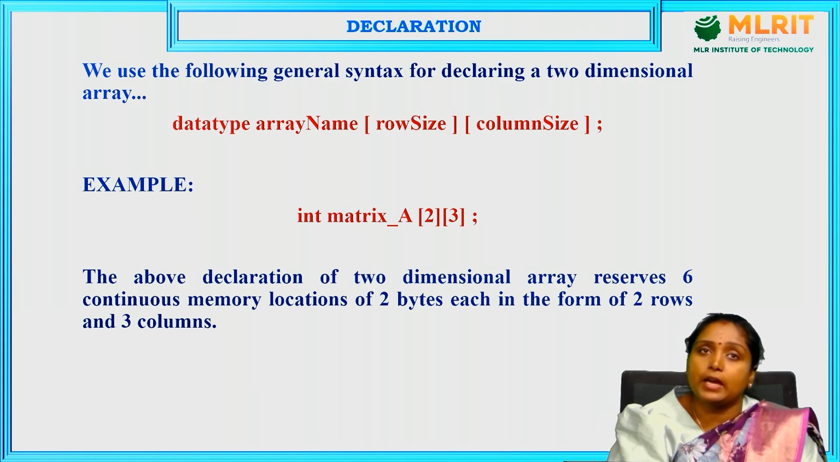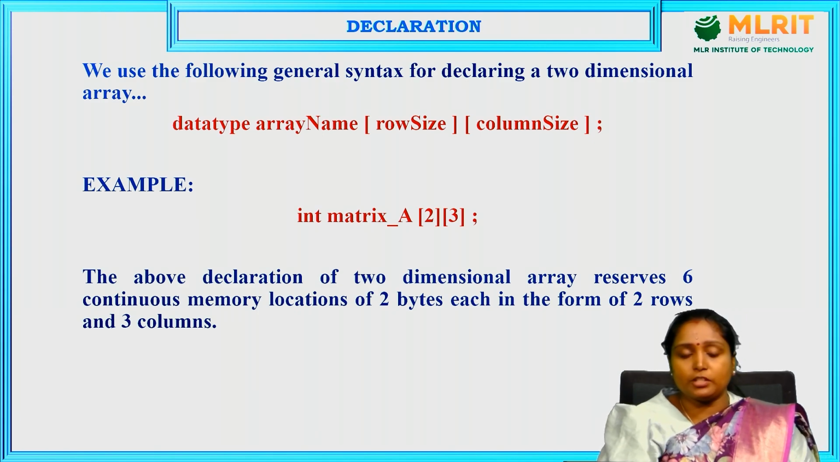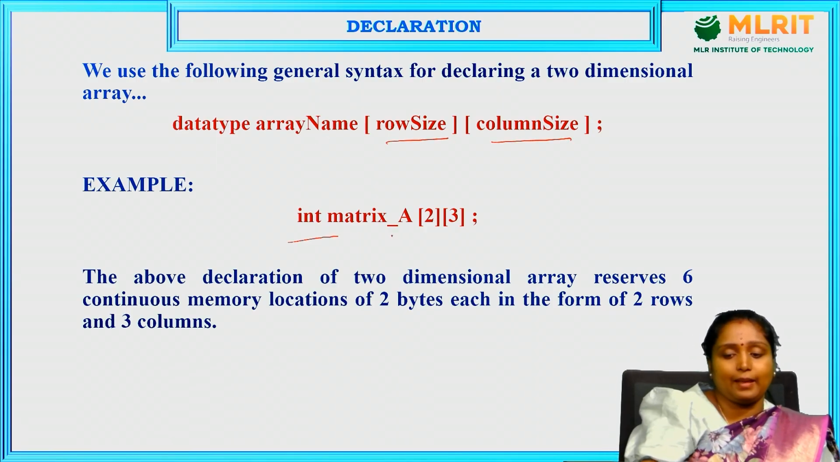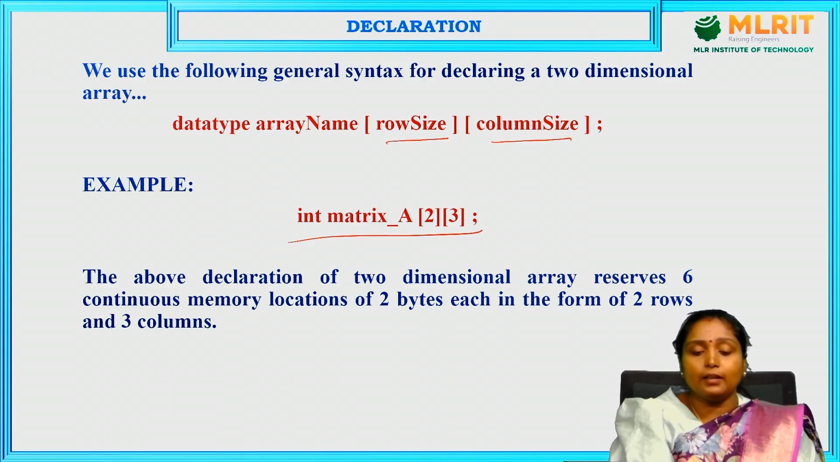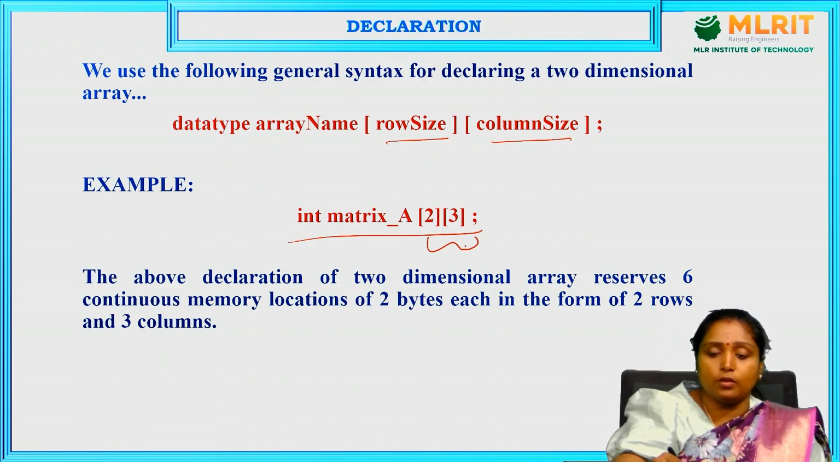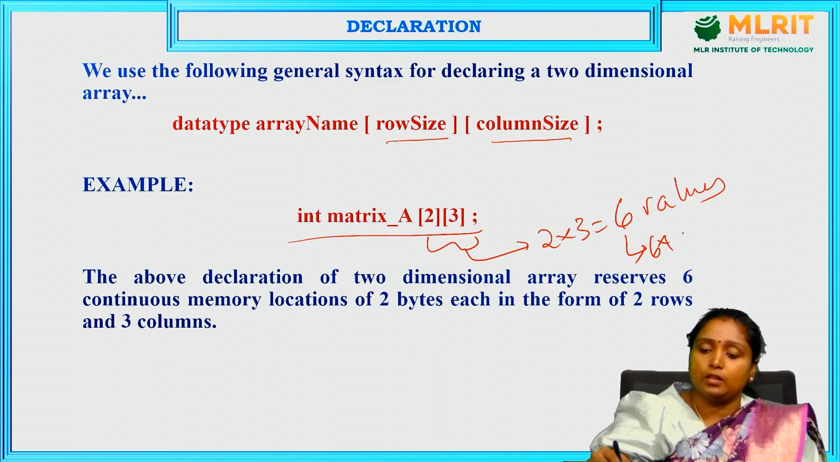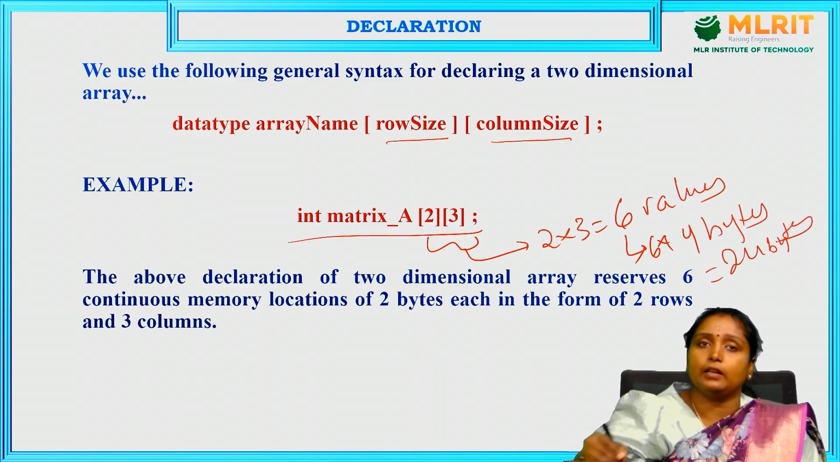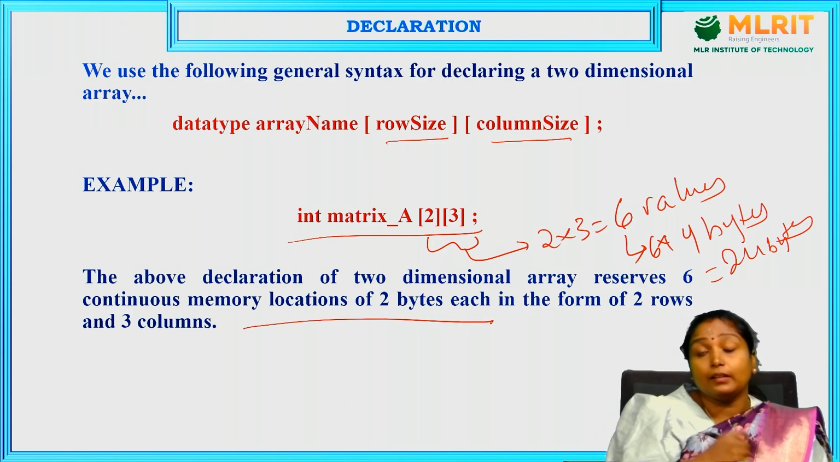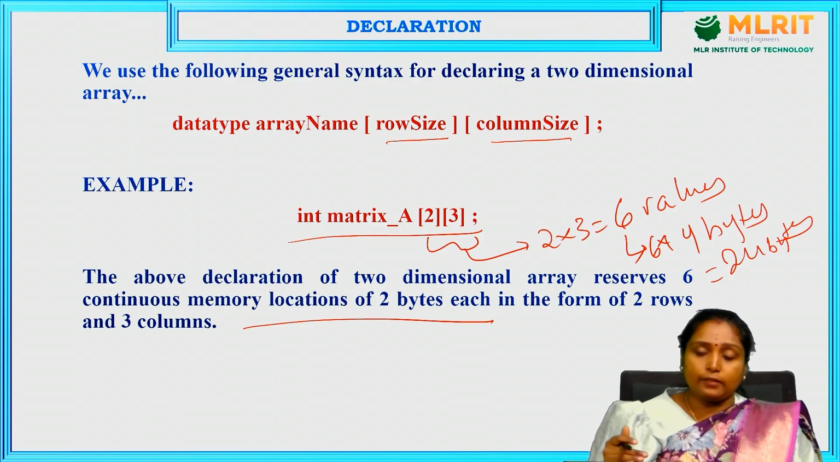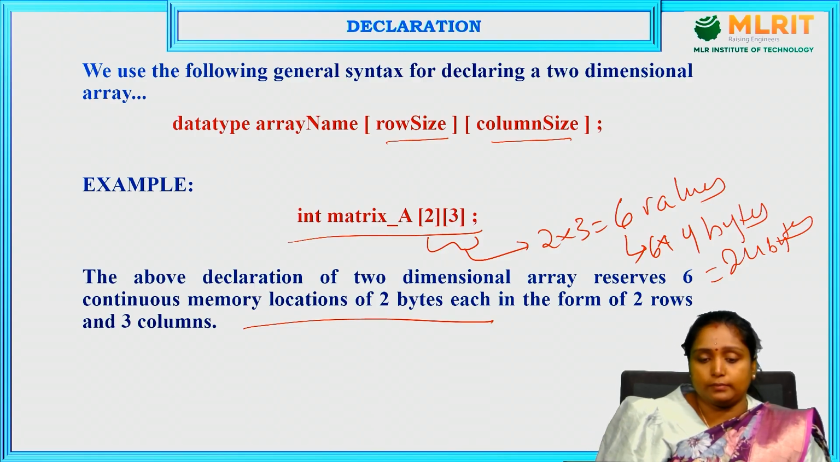Coming to the declaration of the array. The general syntax for the 2-dimensional array is data type, array name, and you have to write the row size and column size. For example, matrix A. How many values can it store? It can store up to 2 into 3, which is 6 values. And what is the size? 6 into 4 bytes, which is 24 bytes of memory. In the previous data, we had 2 bytes of memory, so they said 2 bytes, but as of now an integer is 4 bytes, so we are going with 4.